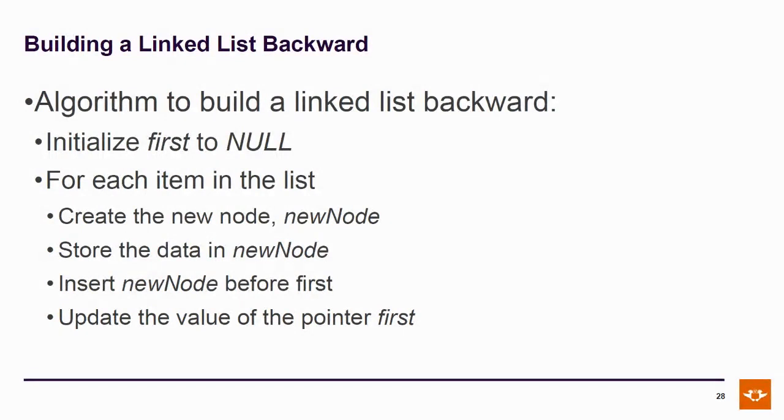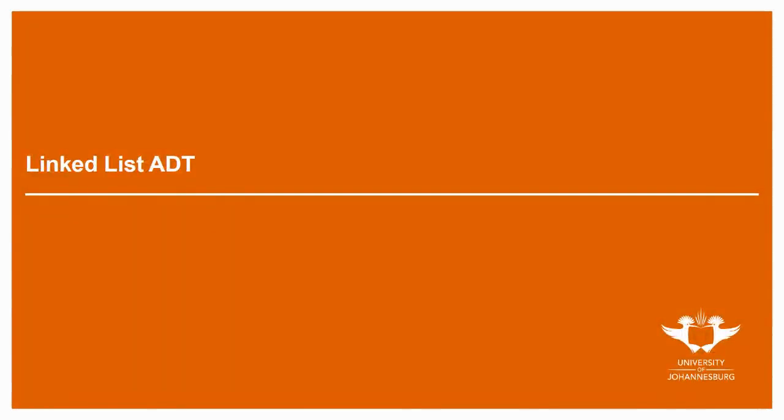So you can tweak that for an algorithm to build the linked list backwards by initializing first to null, and then for each item in the list, creating the new node, storing the data, inserting it before first, and updating the value of the pointer to first. We typically will probably do insertion at the end more often because it costs us nothing to preserve the existing order and basically to make our data structure stable. Even if it's an unordered linked list, then it doesn't matter. There's no real cost to preserving the order. So we may as well do it.